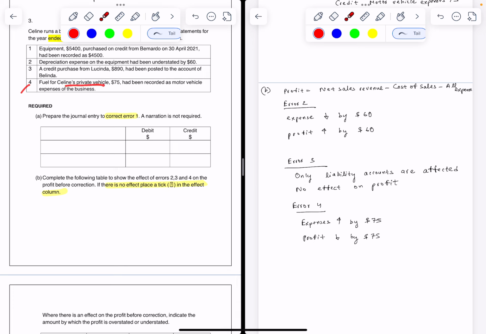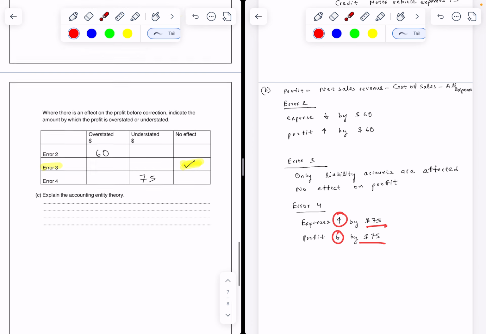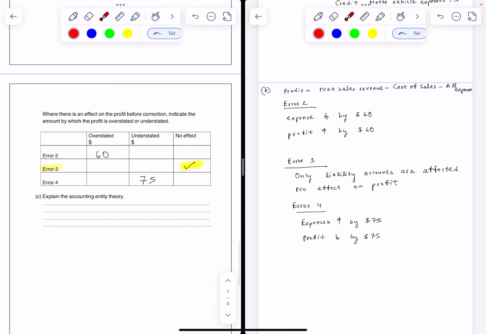Fuel for Celine's private vehicle, $75, had been recorded as motor vehicle expenses of the business. So we understand that we classified a private expenditure as a business expenditure, which ended up increasing our motor vehicle expenses by $75 as a mistake. So expenses were overstated by $75 due to this mistake. And if expenses are overstated, due to the inverse relationship, profit would have been understated by $75. Therefore, within this table for error number 4, we record $75 in the understated column. All right? The last question.